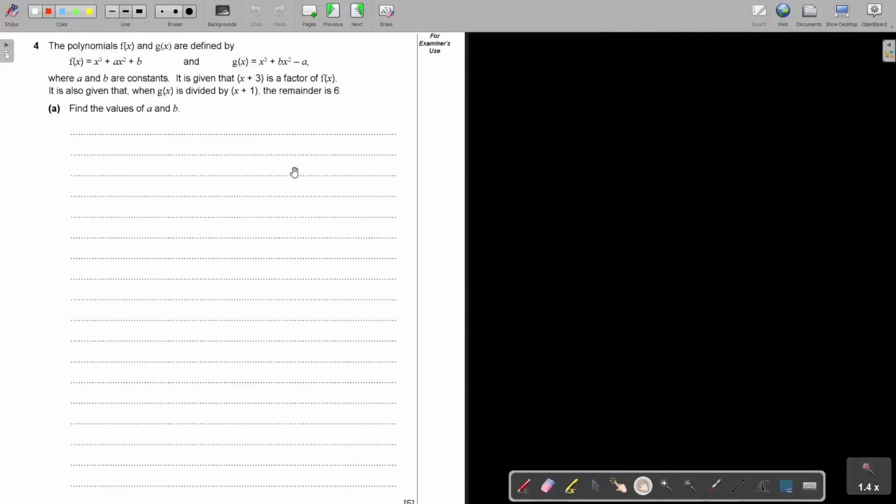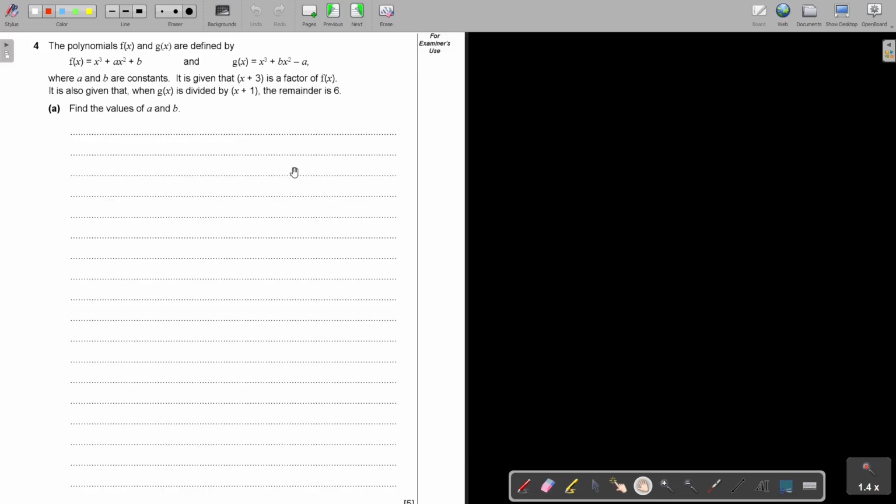Mathematics Advanced Subsidiary Level, Paper 2, 2022, Part 3. Let's go on with question number 4. The polynomials f(x) and g(x) are defined by the two functions given.